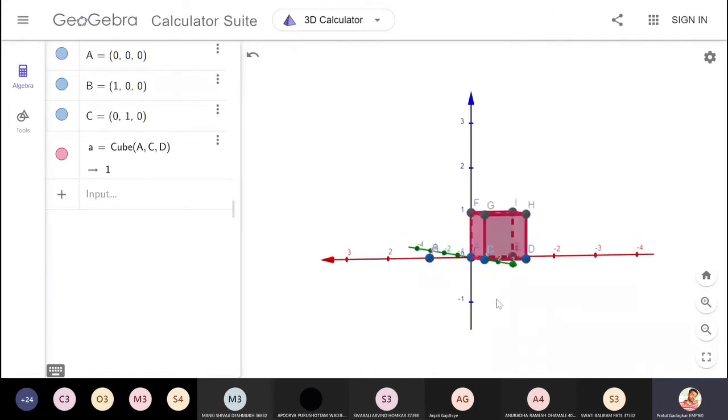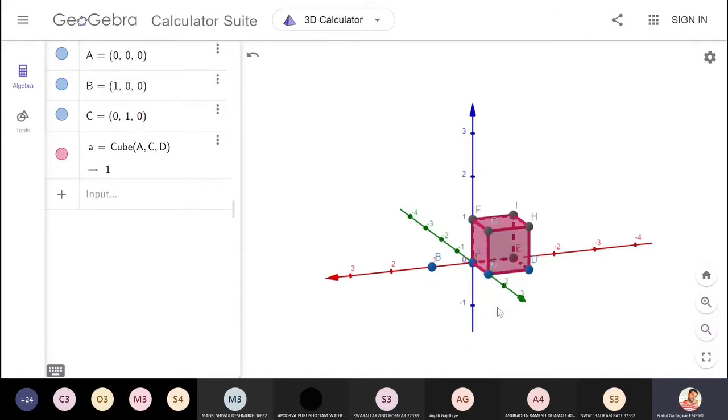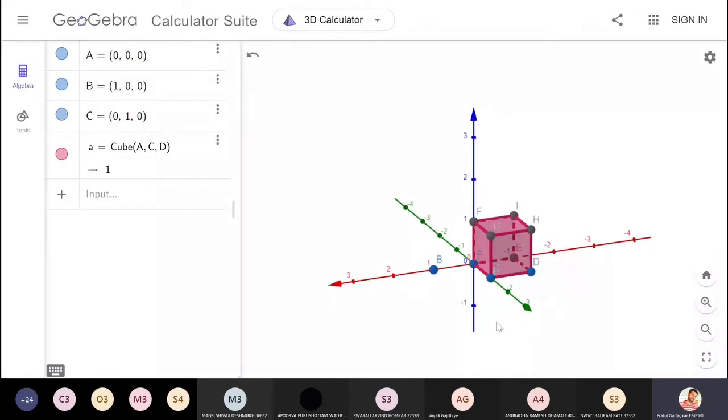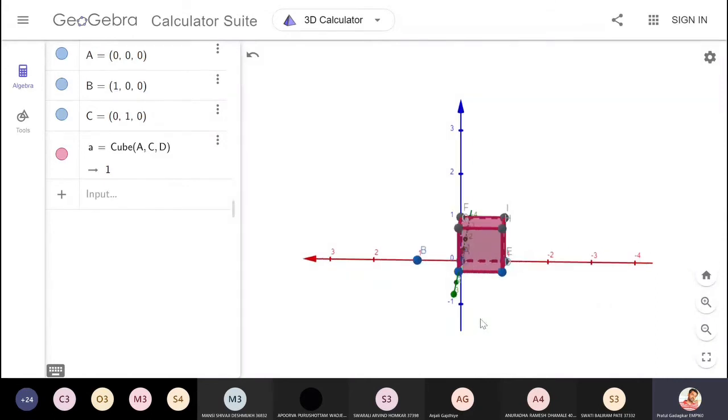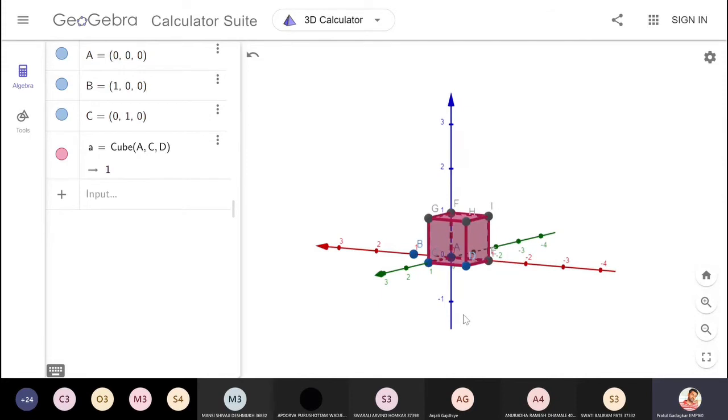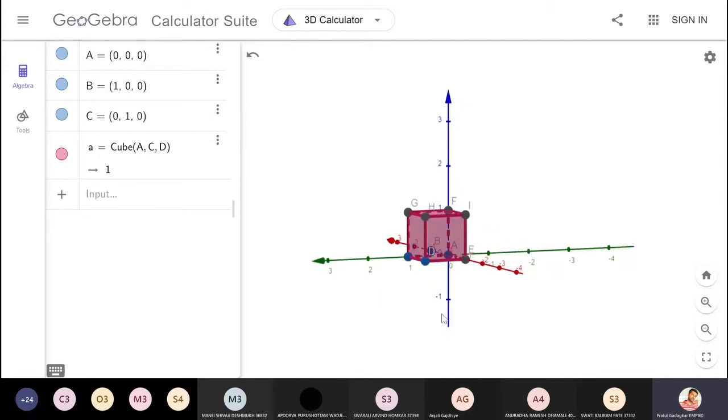Now look at this particular figure. This is a cube, and I want to rotate this cube about the z-axis. All of us know that the z-axis is given by this blue colored axis, and when I rotate the cube about the z-axis by some angle, it will do something like this. Without moving the z-axis, I'm going to rotate the object by some given angle, say 60 degrees, 45 degrees, whatever.